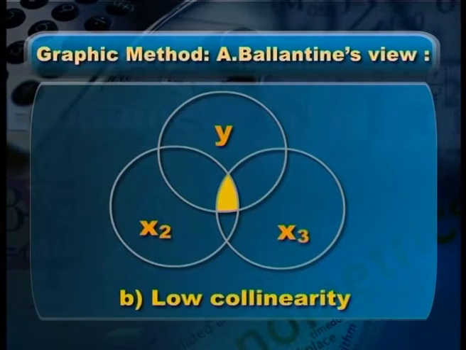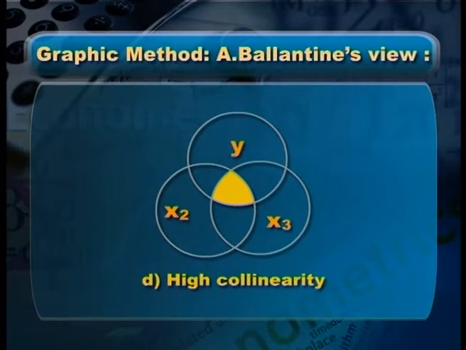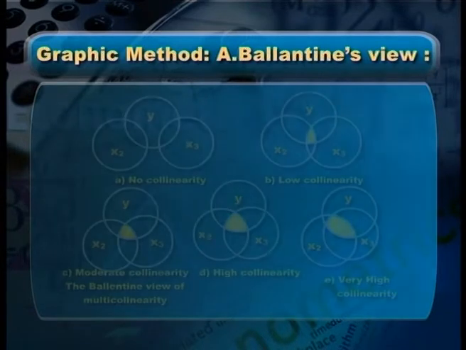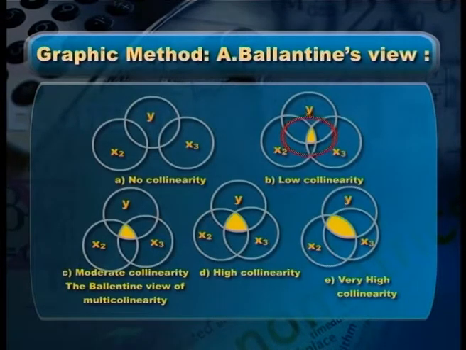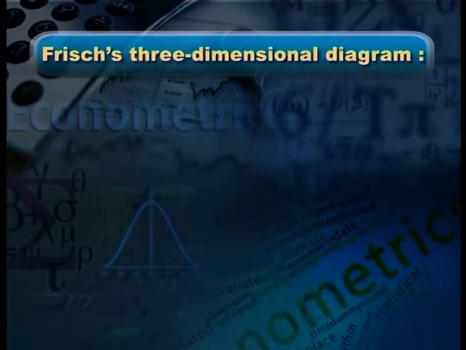In the case of figure B, there is a small overlapping, but the overlapping is increased from figure B to figure C and figure C to figure D and figure D to figure E. Therefore, we can say that in figure B there is a low multicollinearity, in figure C there is a moderate multicollinearity, in figure D we can say that there is a high multicollinearity, in figure E there is a very high collinearity. The other important graphic method is Frisch's three-dimensional diagram.